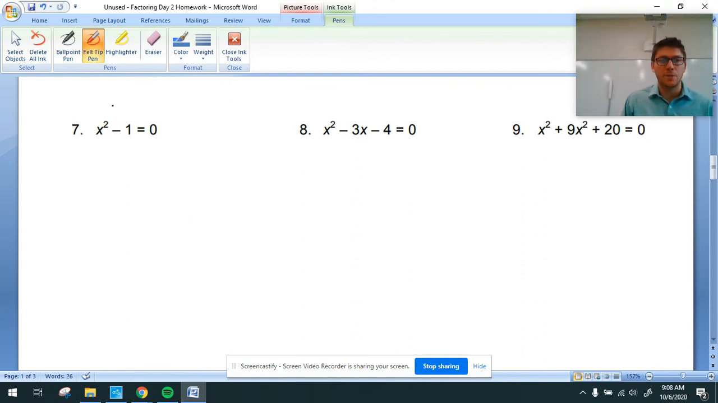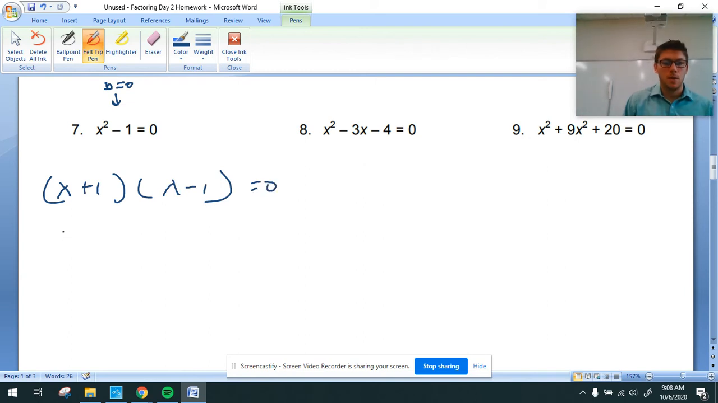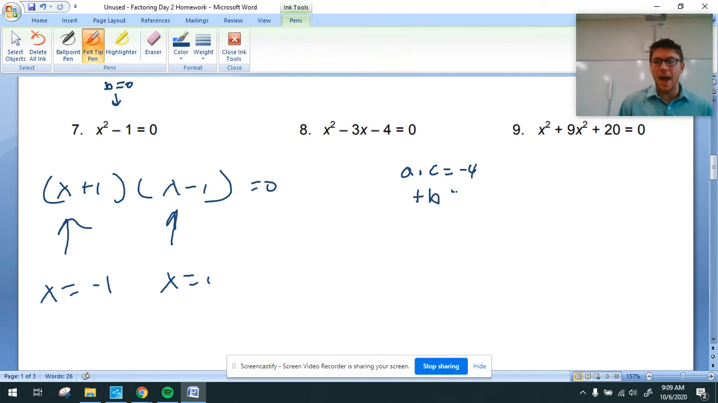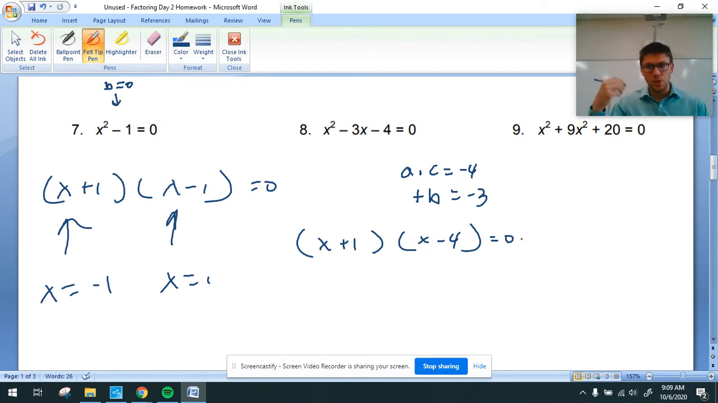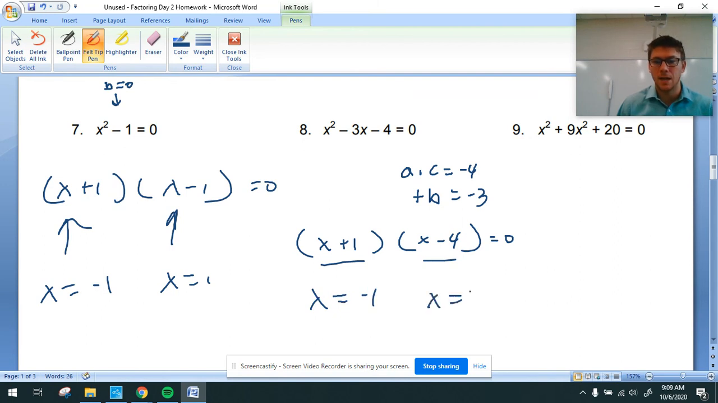Two numbers that multiply to negative 1, but add to the middle number, which is 0. So that's 1 and negative 1. Two solutions, negative 1 and positive 1. Next one here, two numbers that multiply, a times c is negative 4, and it's got to add to b, which is negative 3. So what are my factors? It's going to be, let's see here, negative 4 and positive 1 would get us to that combination. So go through that process, find your two numbers, find your two solutions. Negative 1 and positive 4 would be our two answers.